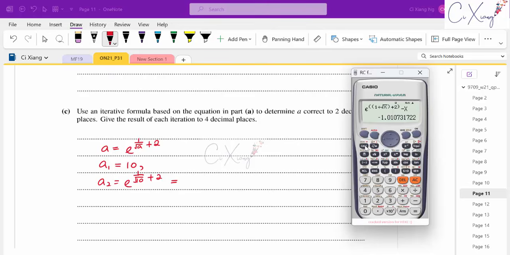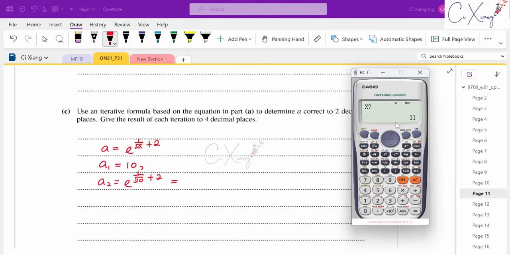So again, I will want to reset my calculator, my formula one more time. Okay, so I'm having E. So shift log power, 1 over square root x, then close bracket, plus 2. Please take note, the iterative formula is the original formula on the right hand side only. Then again, we repeat the same step just now.